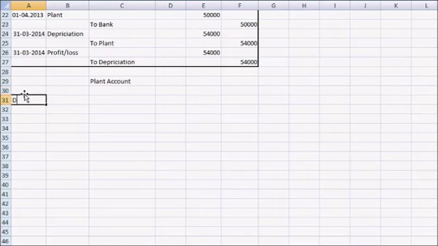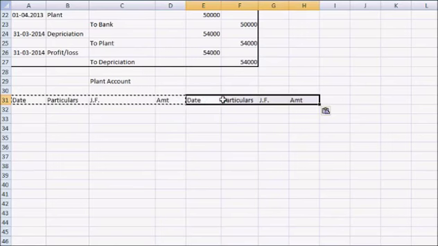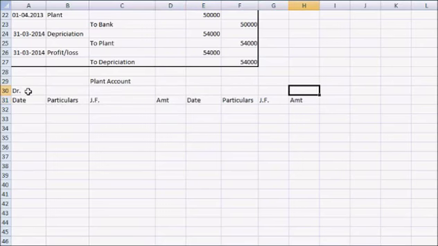We'll have date, particulars, then journal folio, finally the amount. Same would be repeated on the credit side also, so I'm just copying it and pasting it. That will save us some time. This is our credit side.